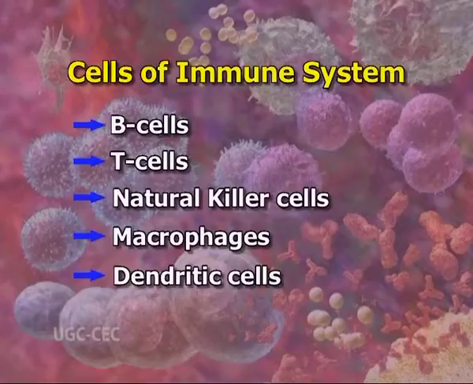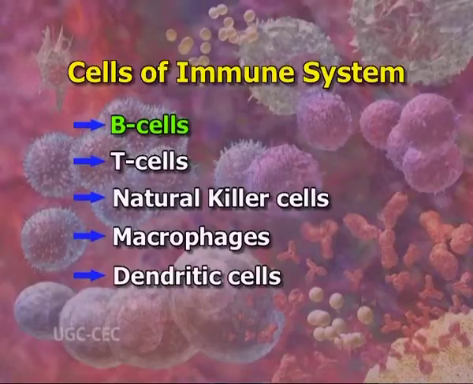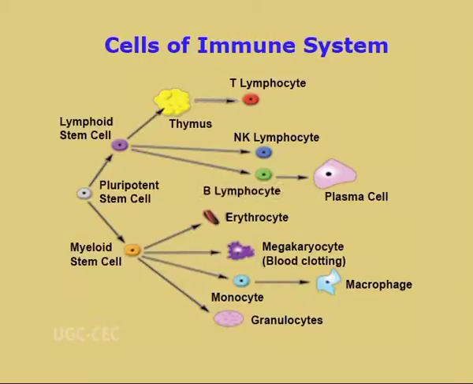Cells of the immune system include the following: B cells. B lymphocytes are produced and matured in the bone marrow. The major function of B lymphocytes is to develop into antibody secreting plasma cells following stimulation by foreign antigens of bacteria, viruses and tumor cells.